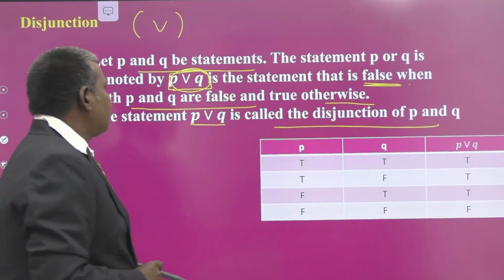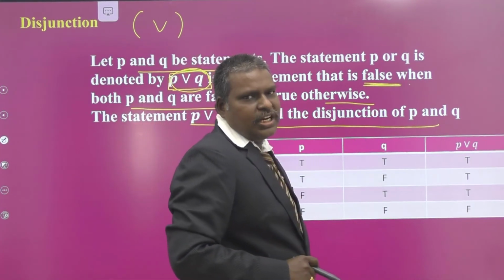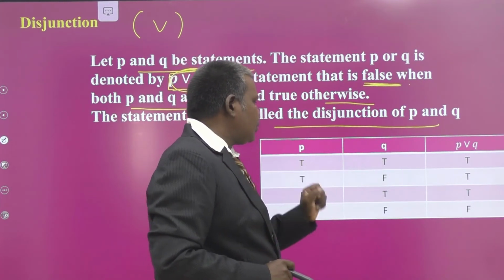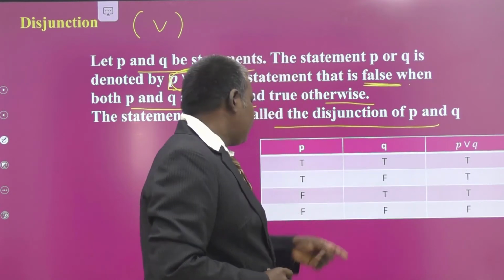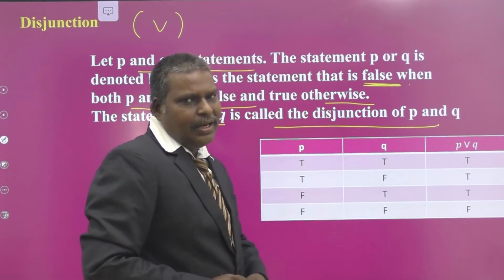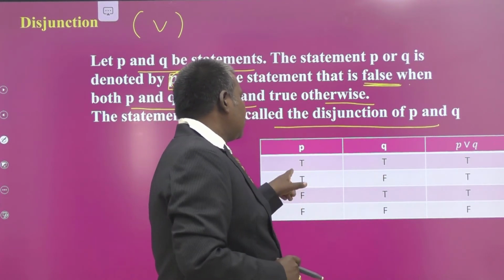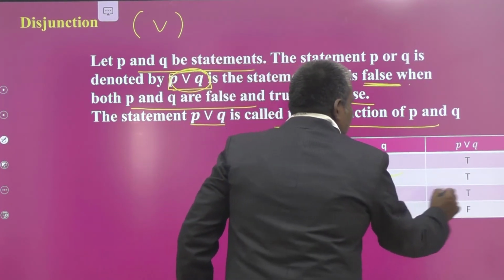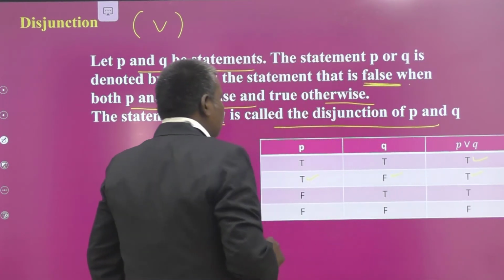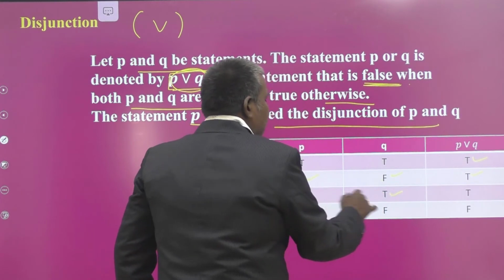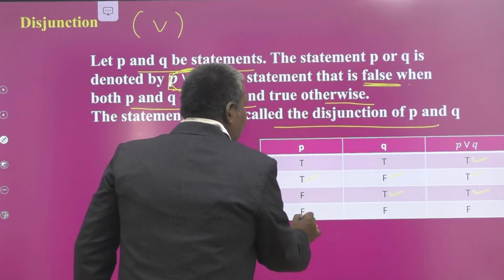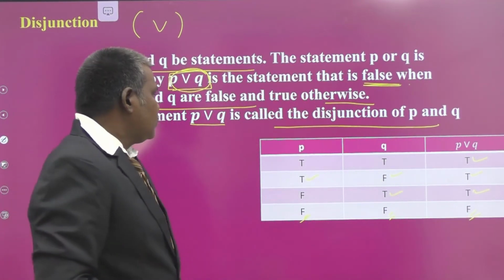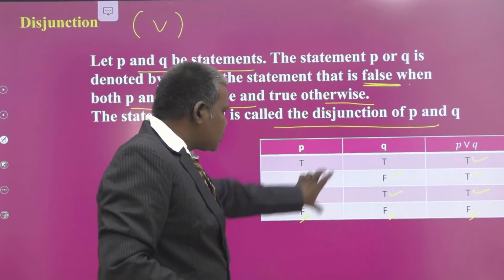This is the truth table for disjunction. P and Q are the two statements. What are the possible outcomes? True, true: P may be true, Q may be true. Both are true, the output is true, because at least one is true. True, false: the statement P is true here and Q is false, therefore the output is true. False, true: here Q is true, at least one true is there, so the result will be true. Here both are false, so automatically your result must be false. So P and Q are the two statements, and these are the possible outcomes.